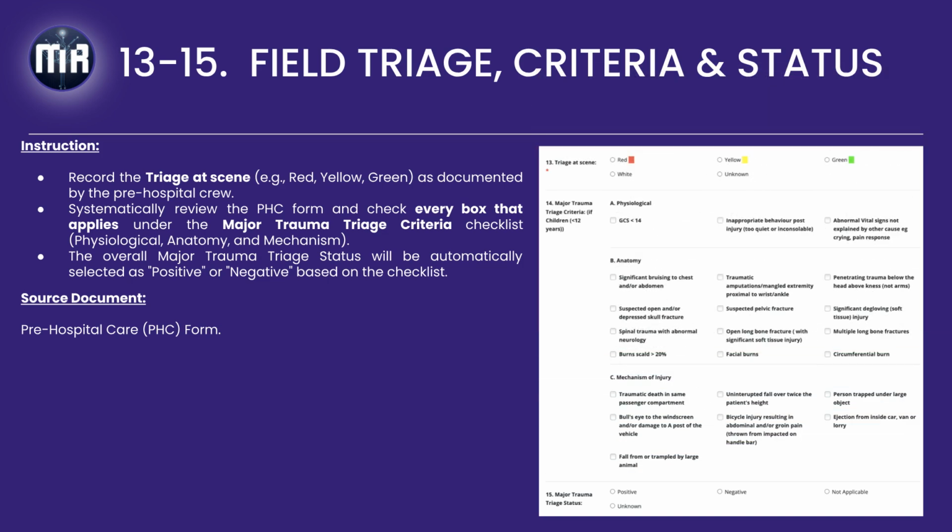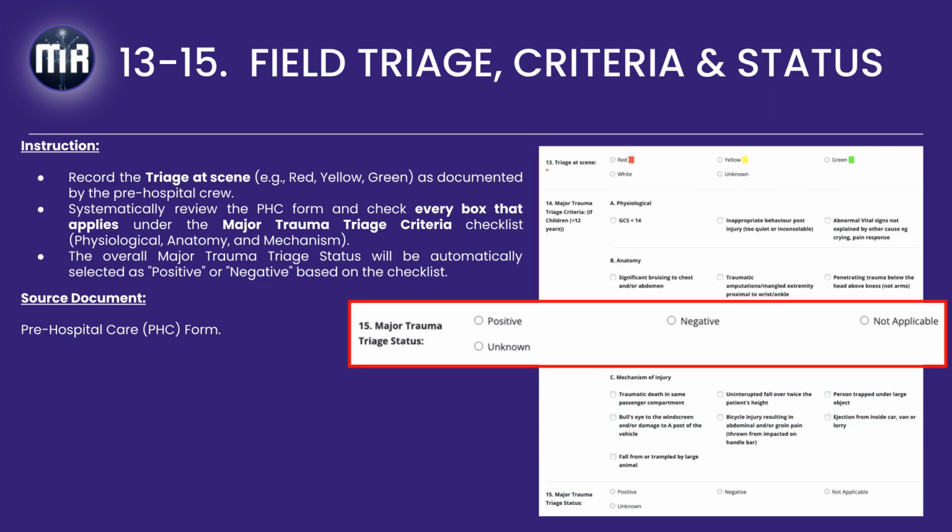Finally, after completing the checklist, you will move to field number 15, major trauma triage status. This is an auto-calculated field. If you have checked even one box in the criteria list, the status is "positive." If no boxes apply, the status is negative.